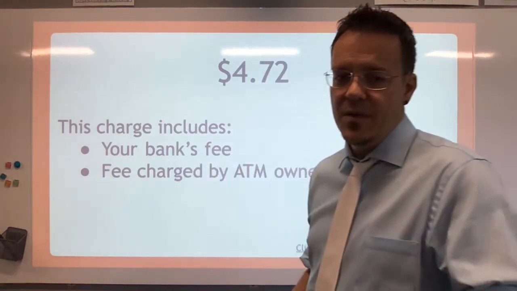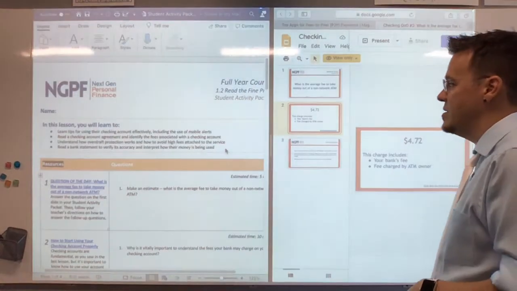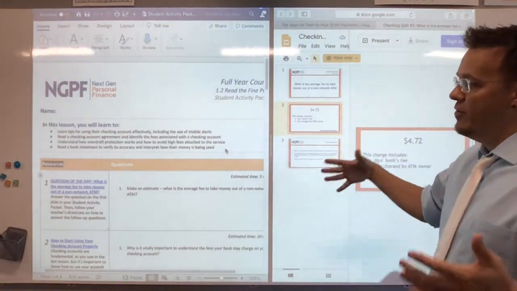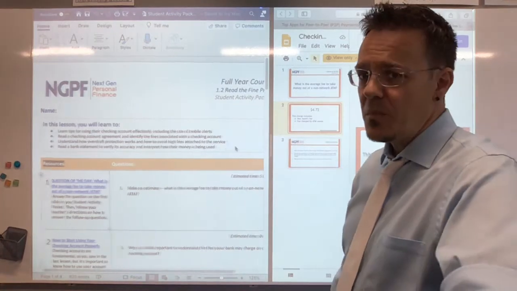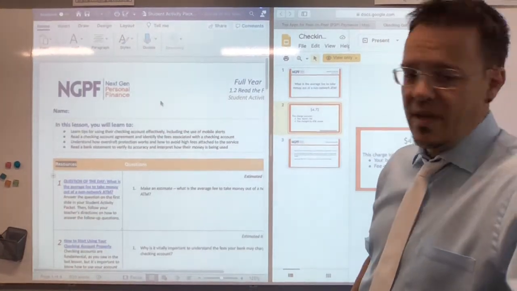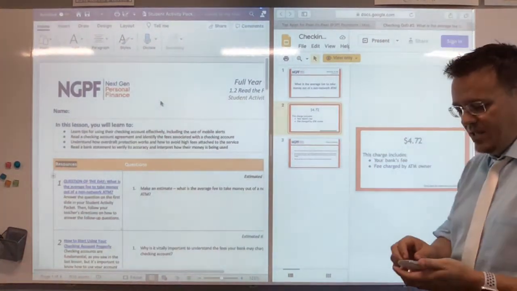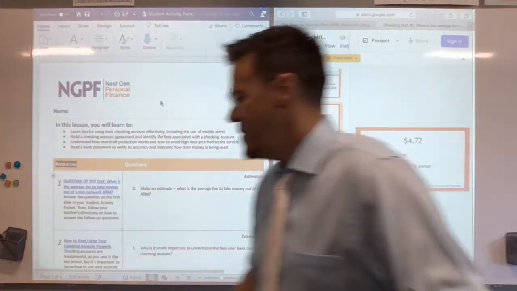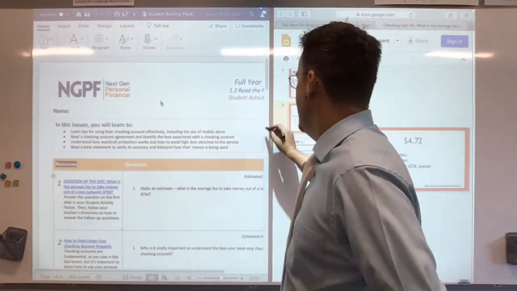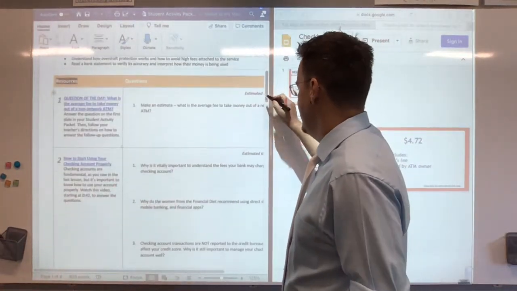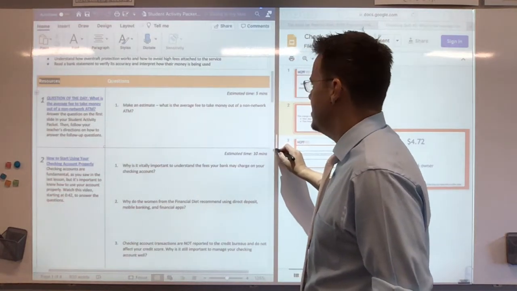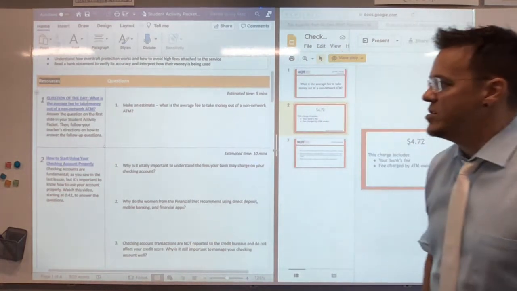So that's on average. One thing I want to make sure you understand is that there are fees associated with this, and the goal for us is to try to avoid those in the future. All right, so let's begin. Write these down. That's an estimate. Let's keep going.